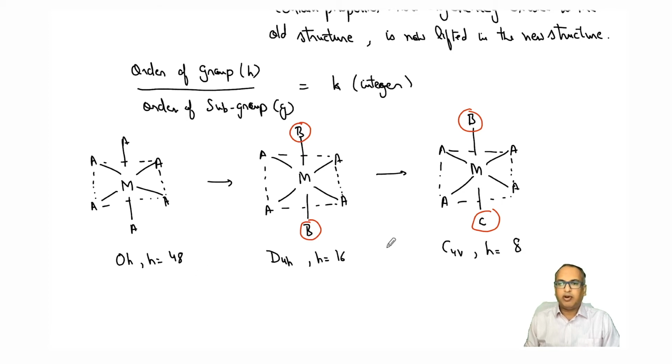So you're still following the integral divisor. 48 divided by 16 is 3. 48 divided by 8 is also an integer. 16 divided by 8 is also an integer. So this is the universal group in this particular case. D4H is a subgroup of OH. C4V is a subgroup of D4H as well as OH, right?